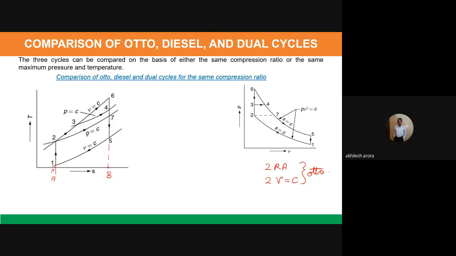If I take a diesel cycle, then two reversible adiabatic processes would be there. Along with that, we will have one change here. We will have heat supply at constant pressure. That will be the third process, and the fourth process will be at constant volume, during which the heat rejection is taking place. So this one and these two constitute a diesel cycle.